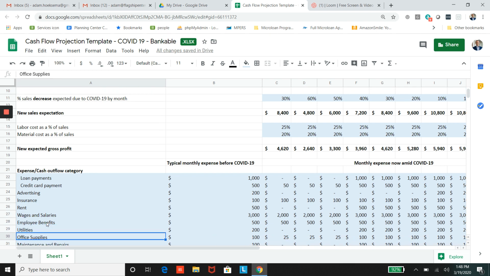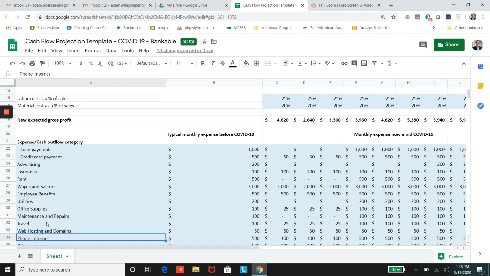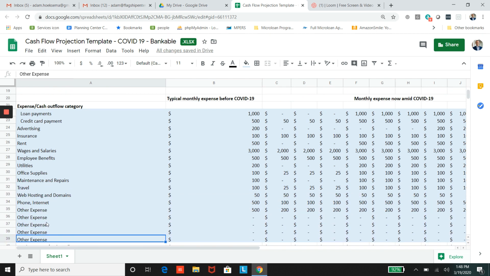Utilities, office supplies, and then we just have some slots here for other expenses, so you can overwrite these to whatever you want. So maybe you have fuel cost, you want to put that in there, you can do that.